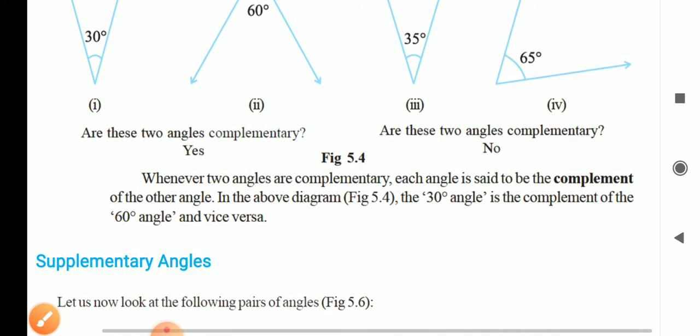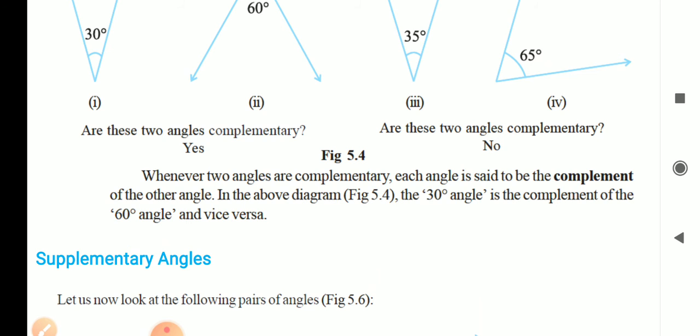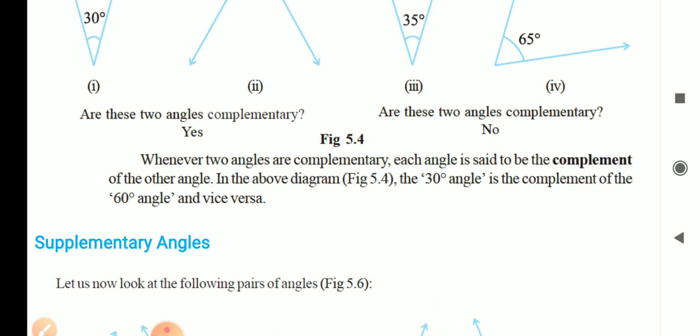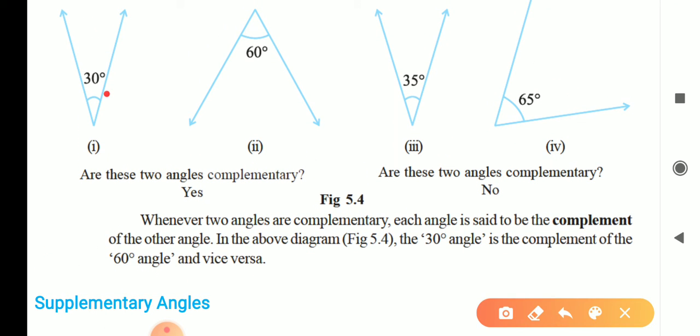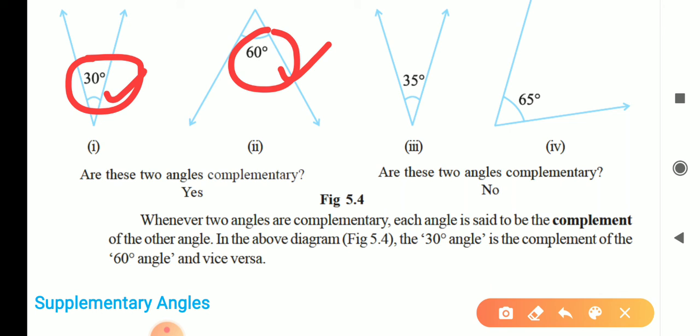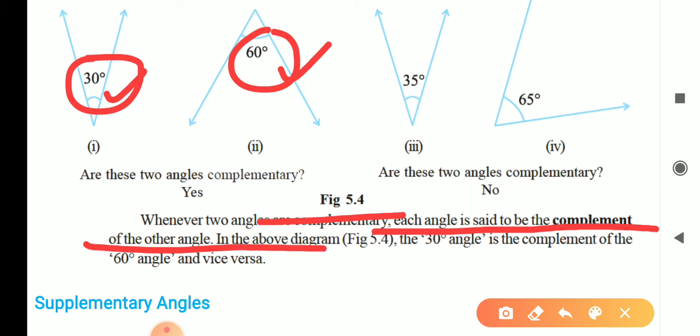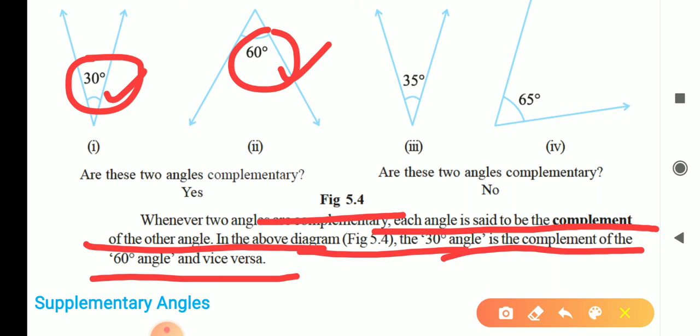Again, whenever two angles are complementary, each angle is said to be the complement of the other angle. In the first case, there are two angles, 60 and 30. So 30 is the complement of 60. In the other way, 60 is the complement of 30, because both angles are complementary angles. So, whenever two angles are complementary, each angle is said to be the complement of the other angle. In the above diagram, the 30 degree angle is the complement of the 60 degree angle and vice versa.